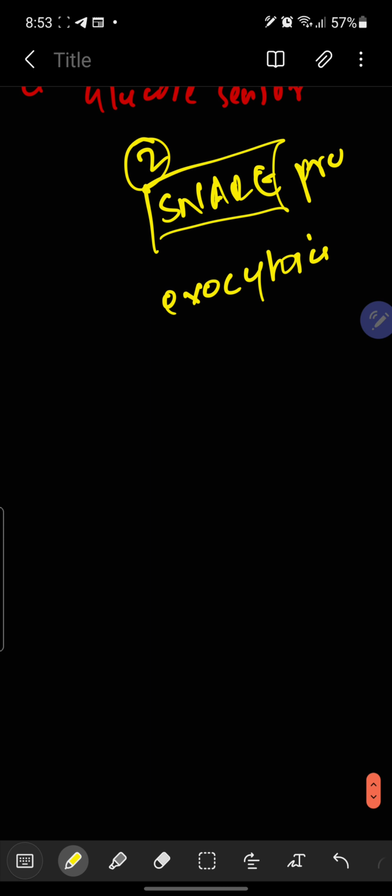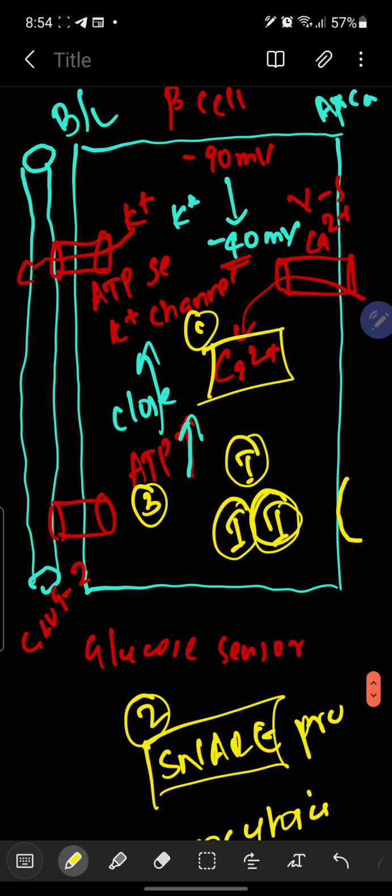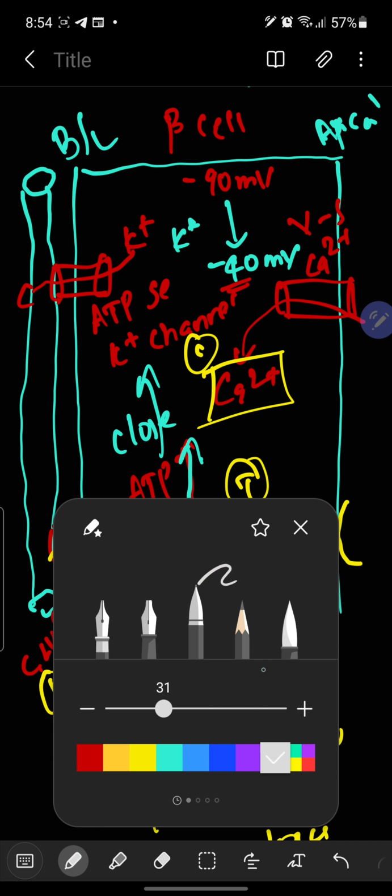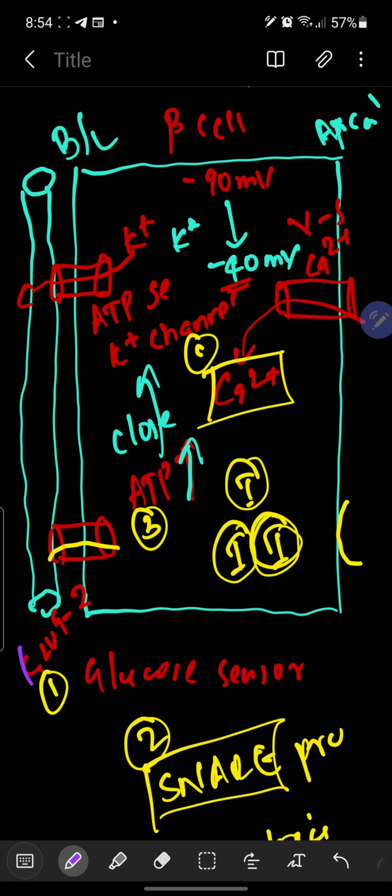So there are four processes in this. One is entry of glucose through the GLUT2 transporter, then closing of potassium channels, opening of calcium channels, and the exocytosis. These are the four processes which are involved in insulin release.